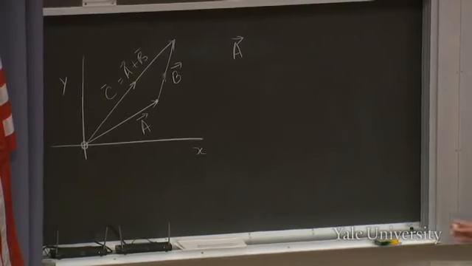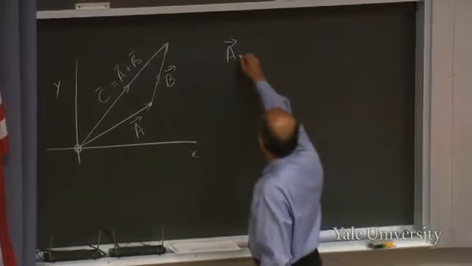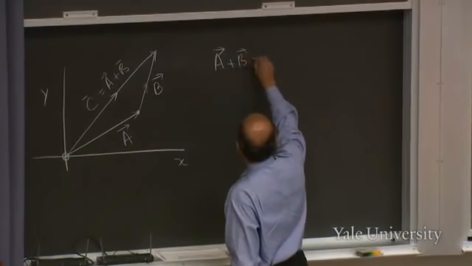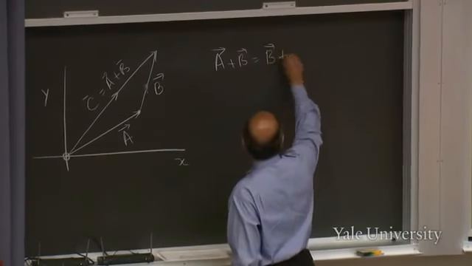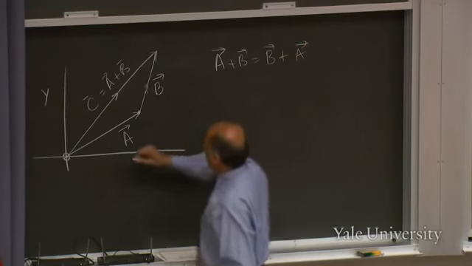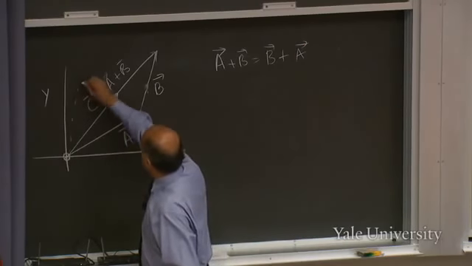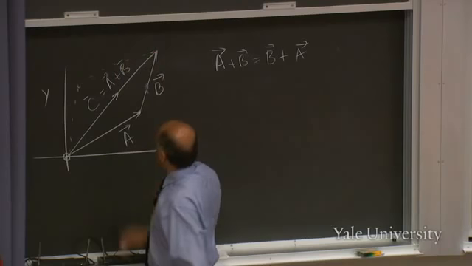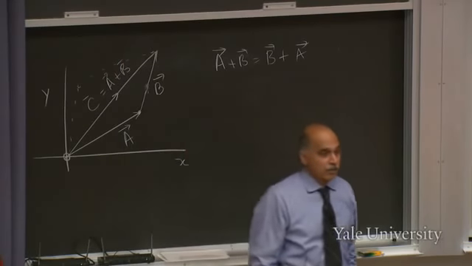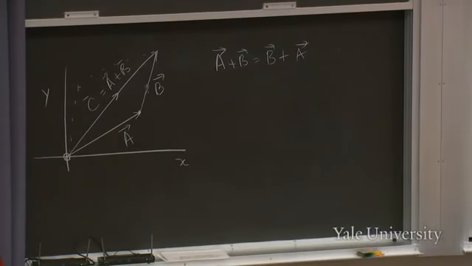You can verify in this simple example that A plus B is the same as B plus A. B plus A would be first draw B, and from there you draw A, and you will end up with the same point. So you say this is a commutative law. It doesn't matter the sequence in which you add the two vectors. We know that's true for ordinary numbers, right? 3 plus 4 and 4 plus 3 are the same. It's also true for vectors.